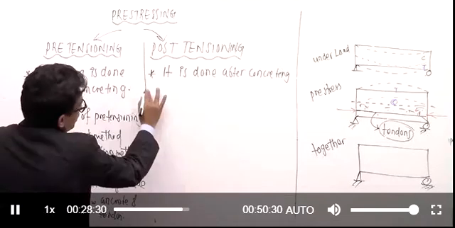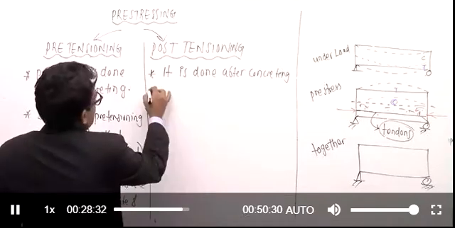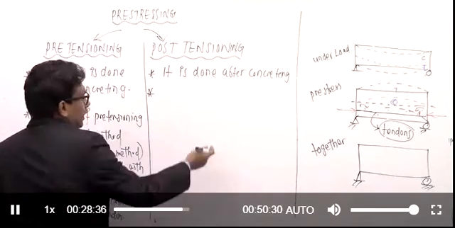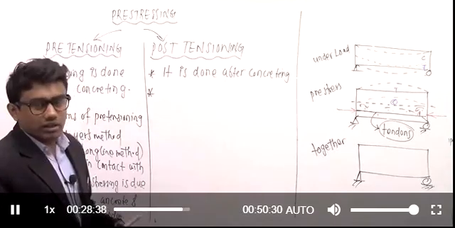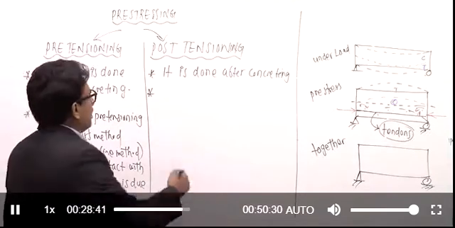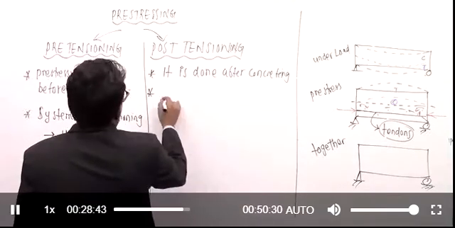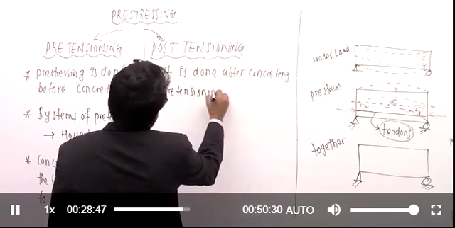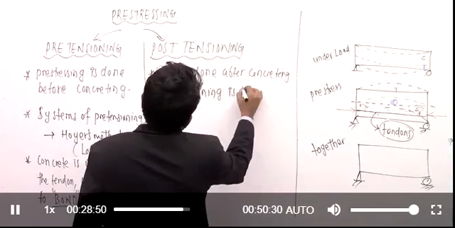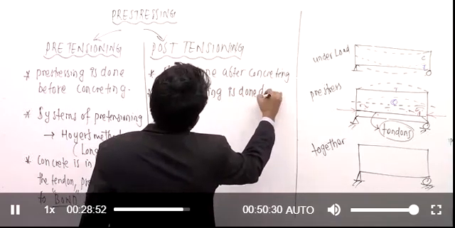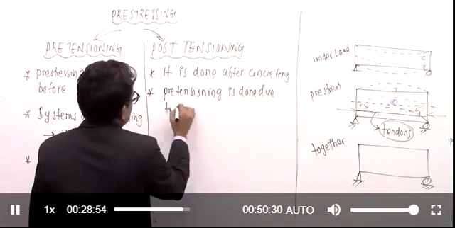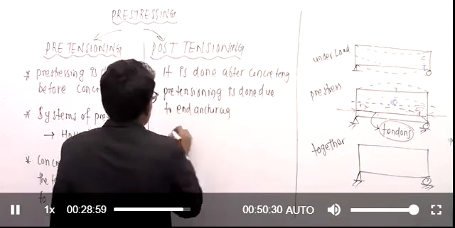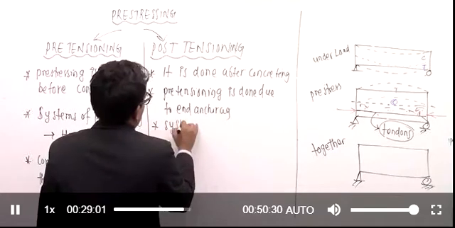It is done after concreting. It can be in contact with the concrete, or it may not be in contact with the concrete. But the pre-tensioning is done due to end anchorage.